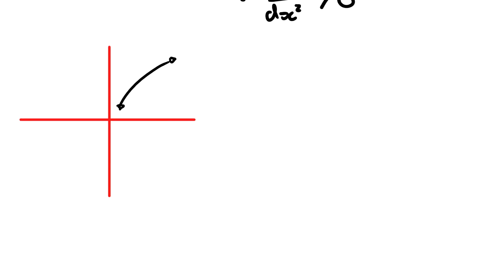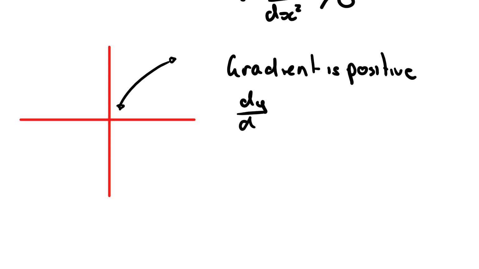If we look at this one here, this time we look at the gradient going from left to right. We can say that the gradient is still positive, which means that the first derivative, dy/dx, must be bigger than 0. Now if we draw our little tangents again, you can see that they're getting smaller as they become closer to the horizontal.